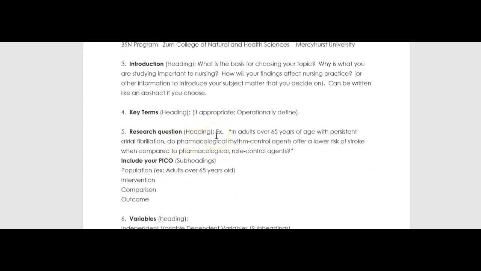Then the research question. For example, I did a study in the distant past in adults over 65 years of age with persistent atrial fib. Do pharmacological rhythm control agents offer a lower risk of stroke when compared to pharmacological rate control agents? So that's my research question and then my PICO question. Adults over 65, the intervention is rhythm control agents versus the comparison, rate control agents, and the outcome is risk of stroke.